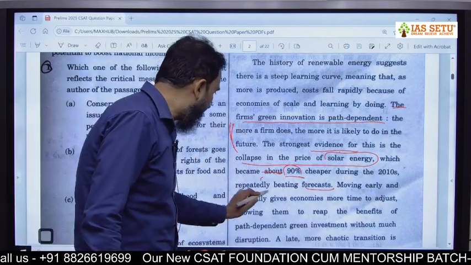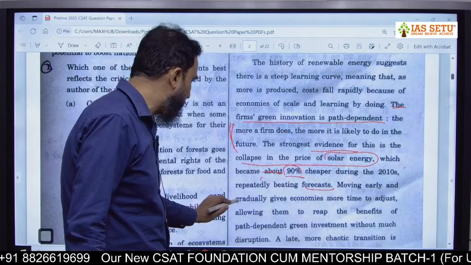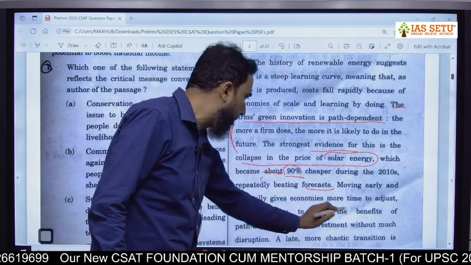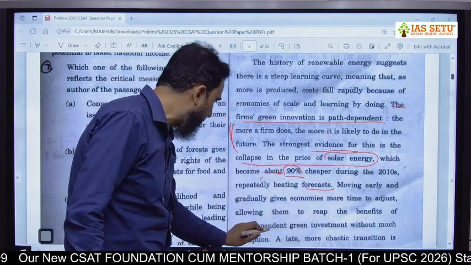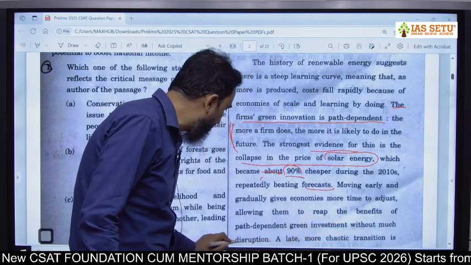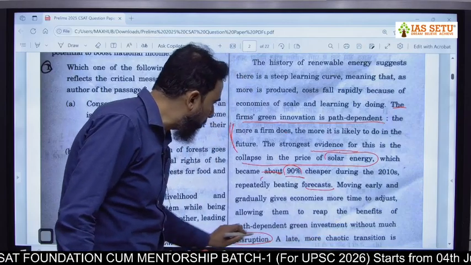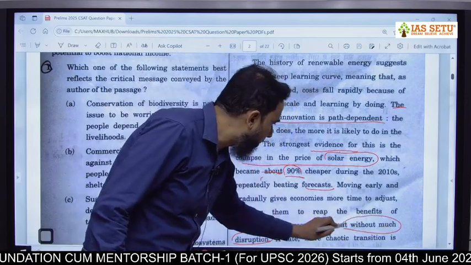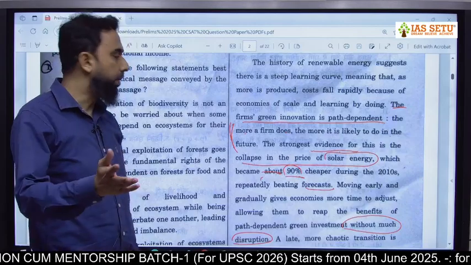Moving early and gradually gives economies more time to adjust, allowing them to reap the benefits of path dependent green investment without much disruption. It means it's not going to be difficult.